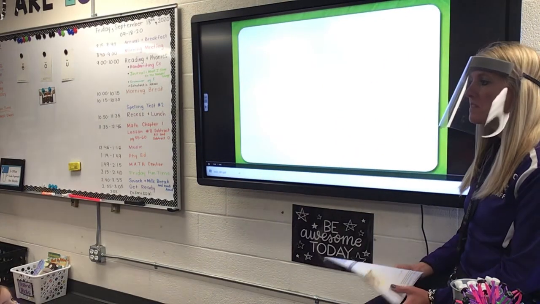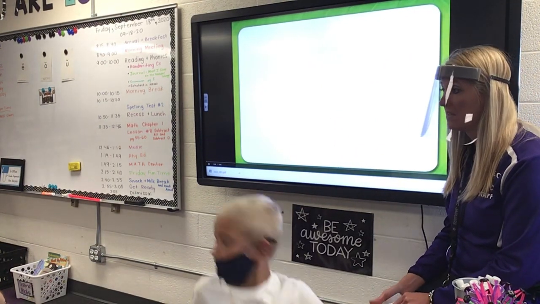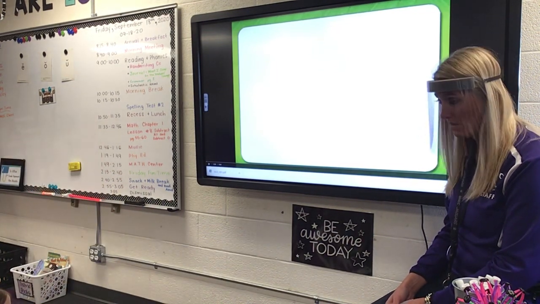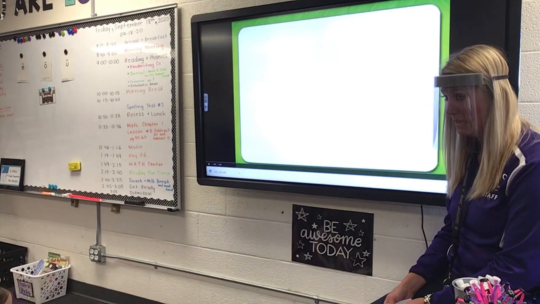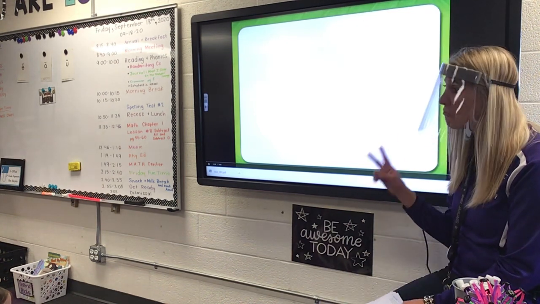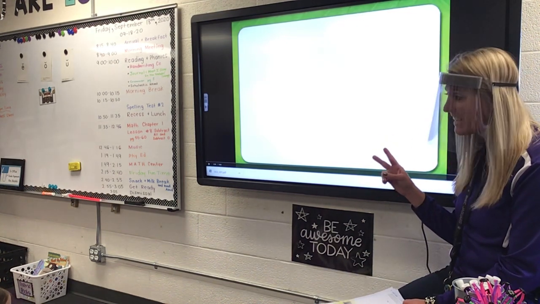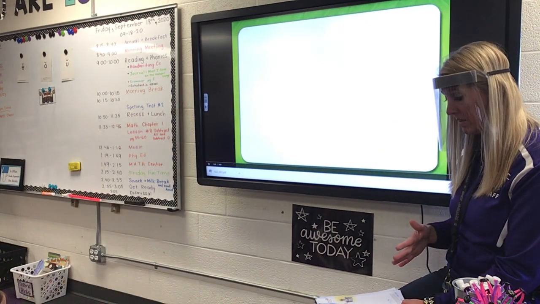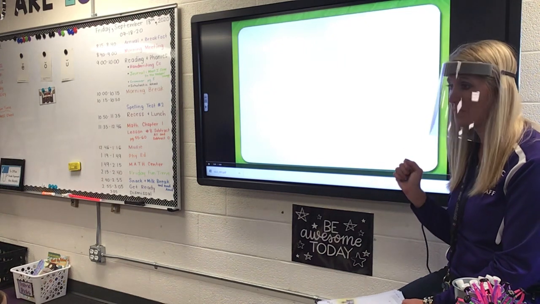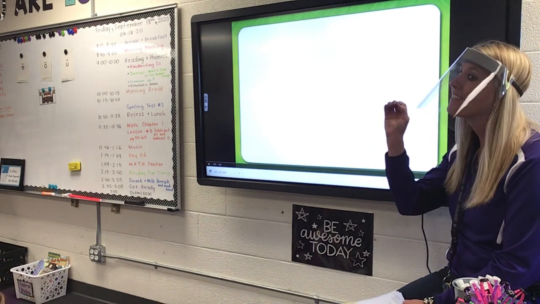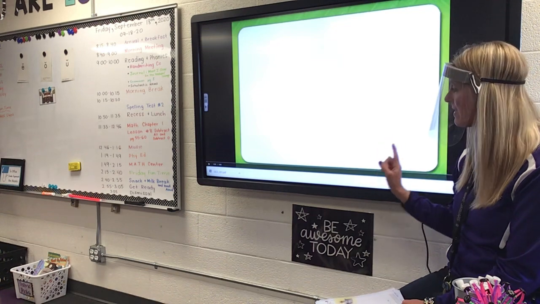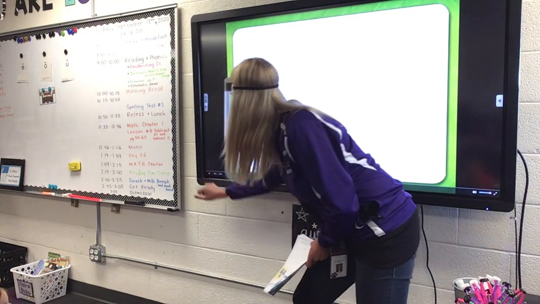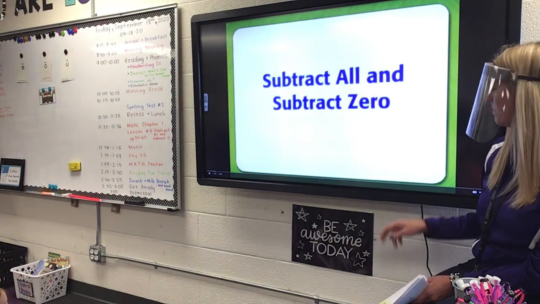All right, second graders, we are going to continue with subtracting. Yesterday we learned how to subtract by counting backwards and using a number line. Today we're going to learn two new concepts and they're pretty easy. The first one is to subtract all, and the second concept is to subtract 0. So let's see what subtract all means. I will play this and we'll watch it.